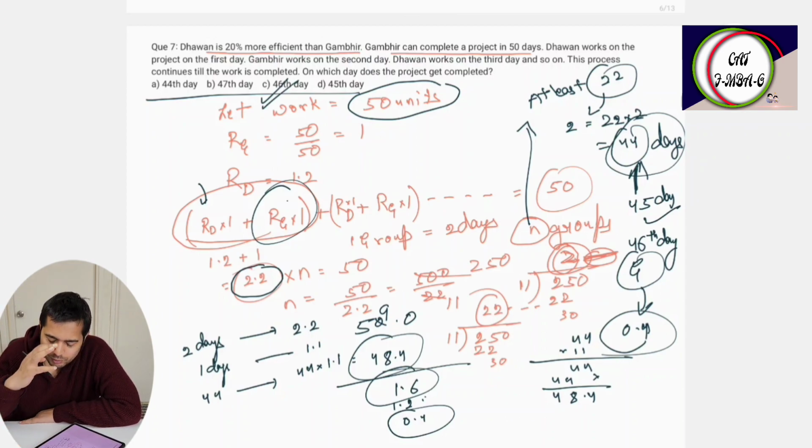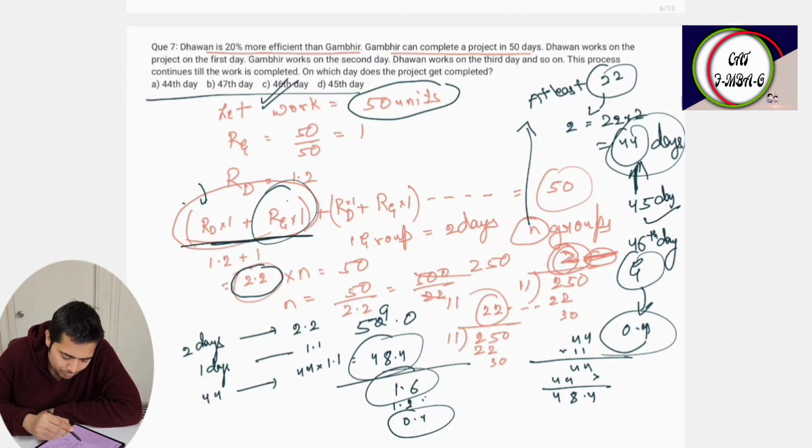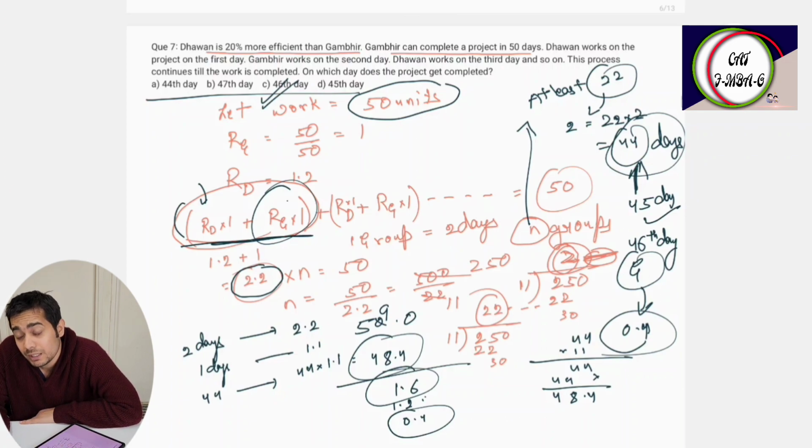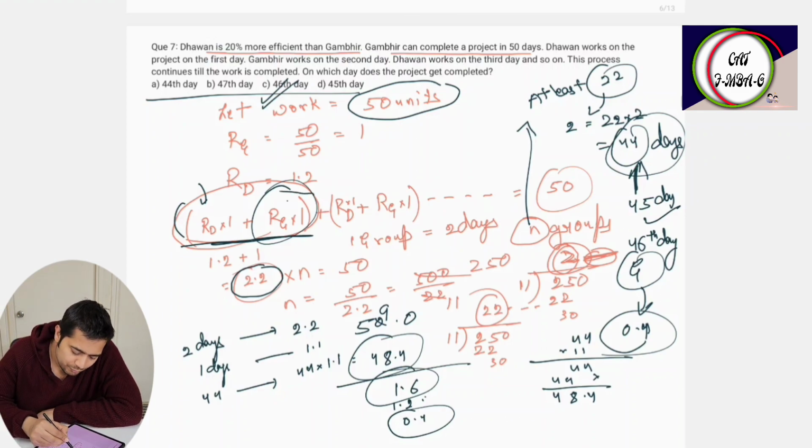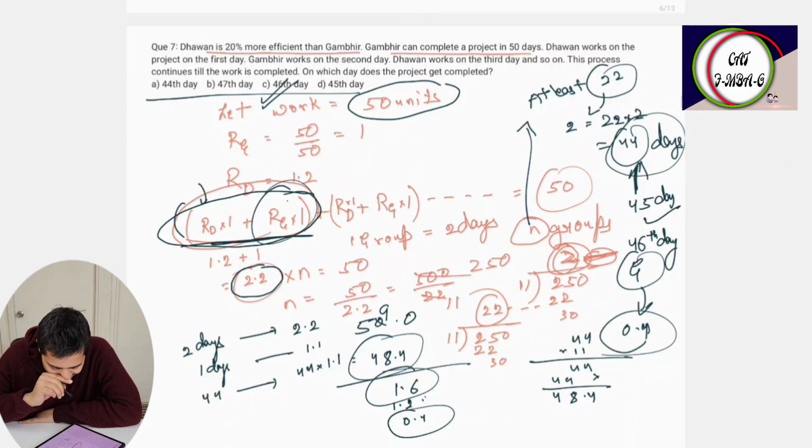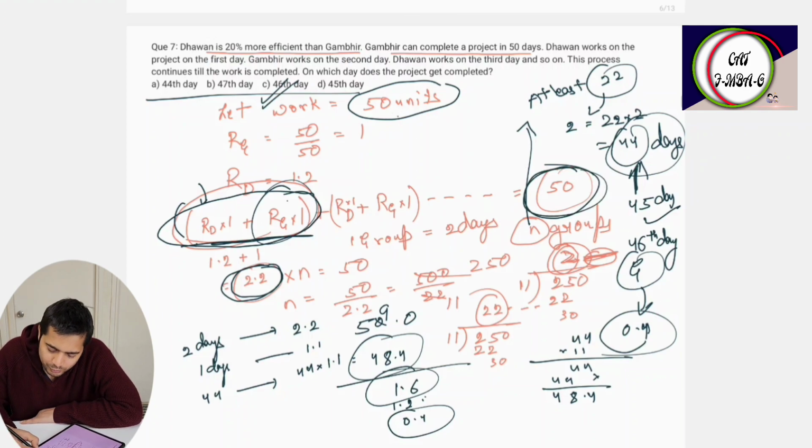One thing to take away from this example is whenever these kind of questions are asked repeatedly, form groups. Here only Dhawan and Gambhir are given. It may be given A, B and C, then again A, B, C work, then again A, B and C work. Form a group, find the total rate, 2.2 here. Divide by total number of units. You will get something in points, 22 point something. Do not calculate. At least 22 groups are required.